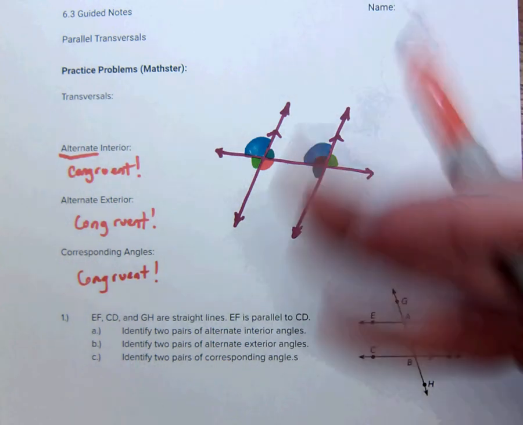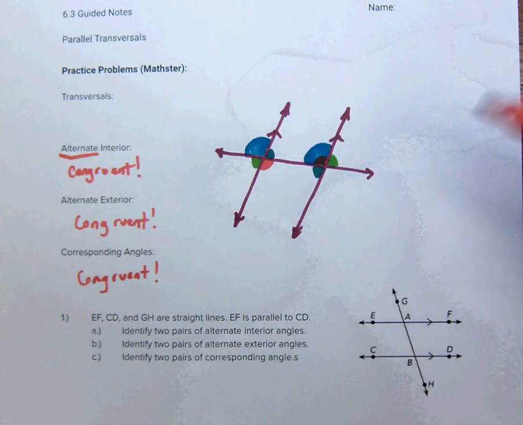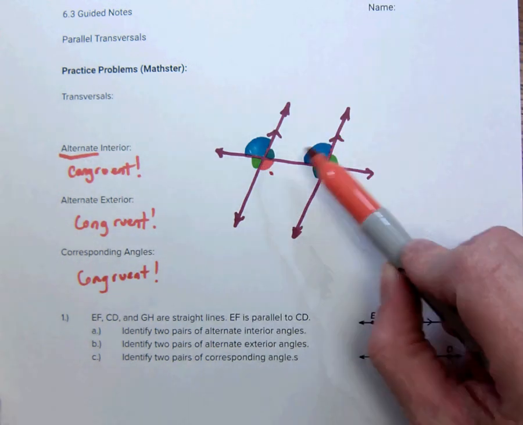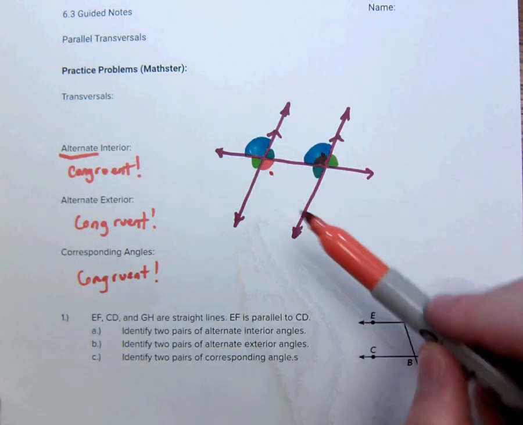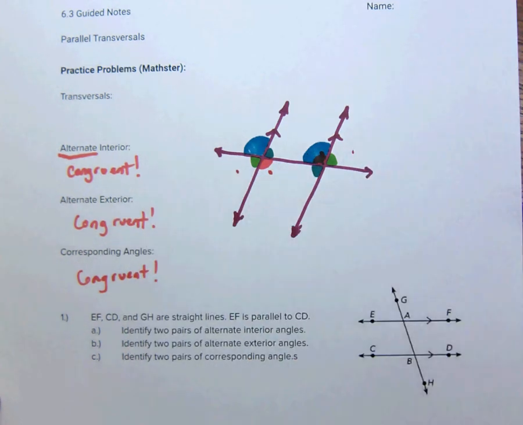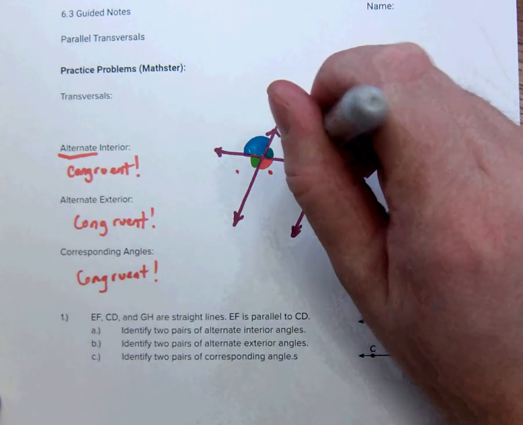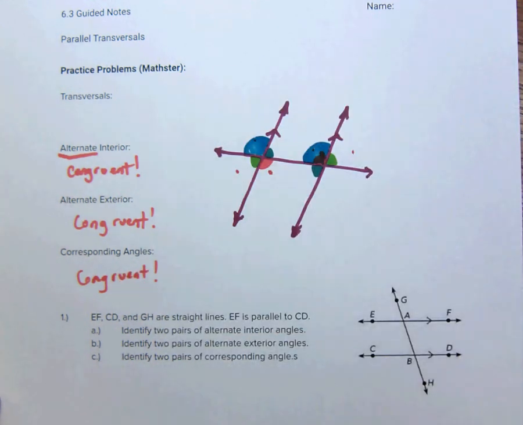Let's do this again in a second. I'll come back to that. So we have alternate interior angles, which are on opposite sides of the inside of the transversal. We have alternate exterior, which are on opposite sides of the outside of the transversal. And we have corresponding, which are on the same side of the transversal. It's a lot of information, but over time, you'll be able to notice them a lot easier.